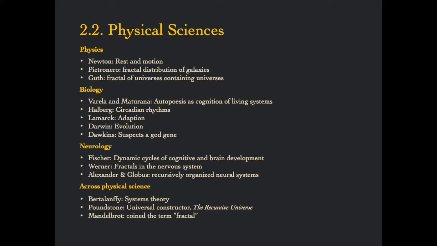Physical sciences. So I'm going to just talk a little bit about some examples from physics, biology, neurology, and then just generally across the physical sciences. In terms of physics, we can first start out with Newton, and he had the concepts of rest and motion, and he produced all these principles that were based on it that we still use today. Well, it's pretty obvious that rest and motion are expressions of static dynamic in matter. And matter is one of the universal ratiocinators that I'll talk about in a future video.